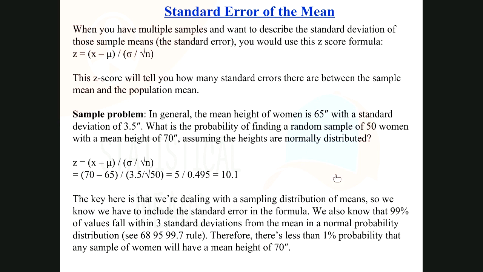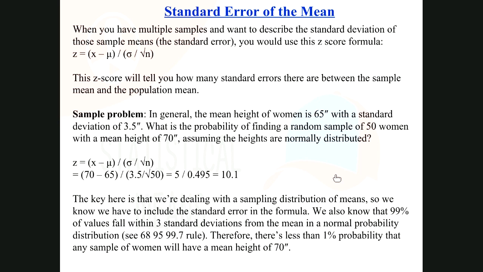So an example. In general, the mean height of women is 65 inches. Sorry, it's American. With a standard deviation of 3.5 inches. And what is the probability of finding a random sample of 50 women with a mean height of 70 inches, assuming the heights are normally distributed? So don't always make that assumption, but the assumption should be made for you and tell you that every variable that you're looking at is normally distributed. So you know it's a bell curve. So we have the standard formula z equals x minus mu divided by sigma divided by the square root of n.